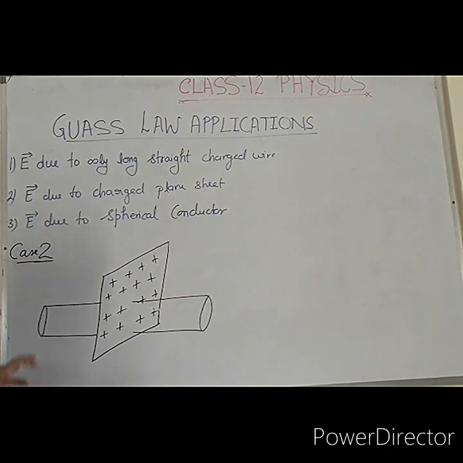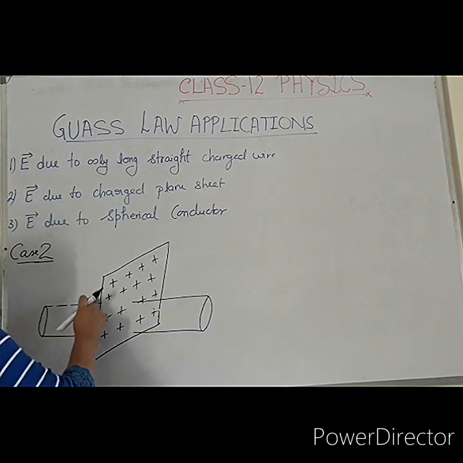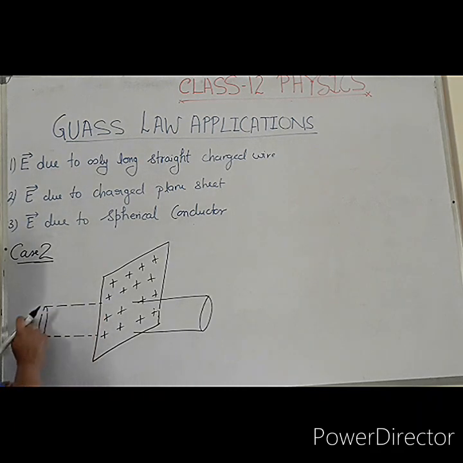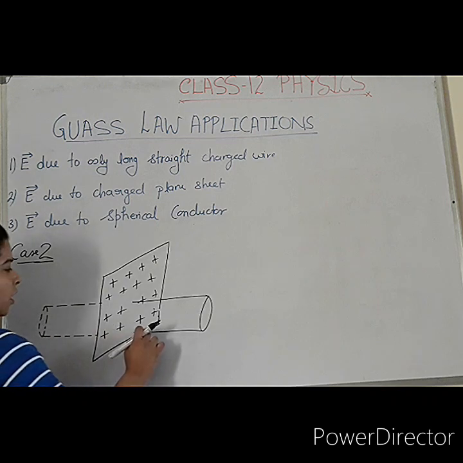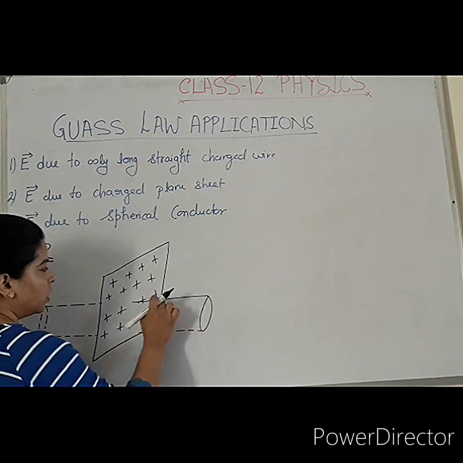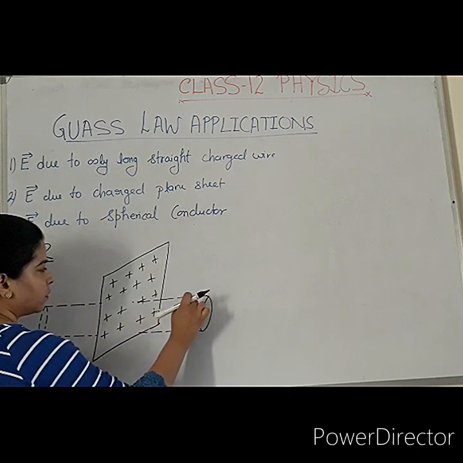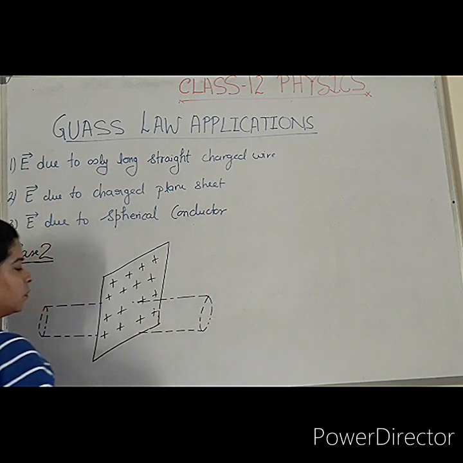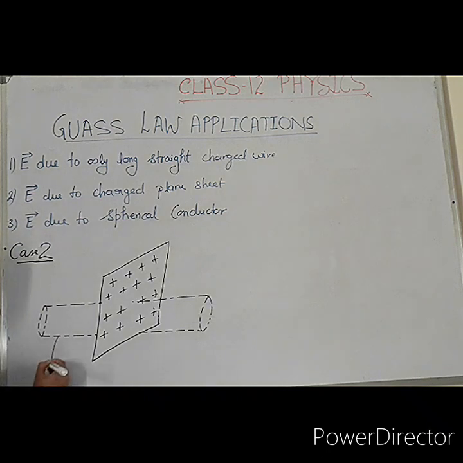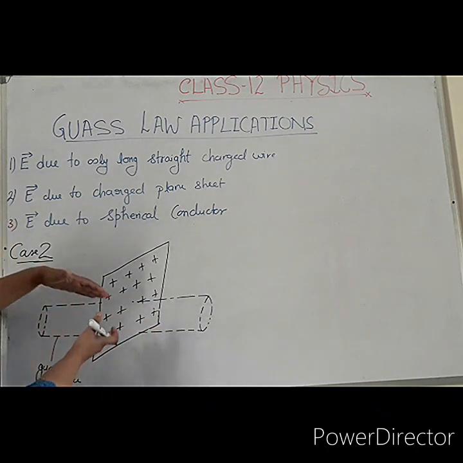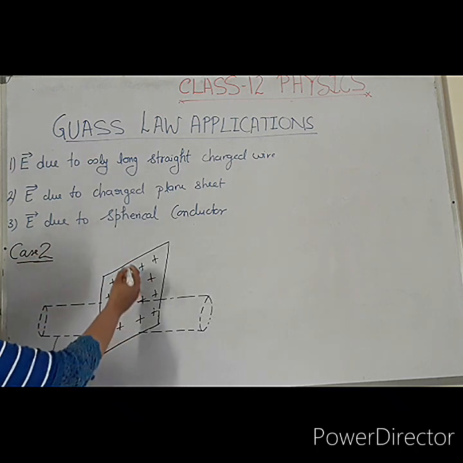I have taken a cylindrical Gaussian surface. Again, you need to draw this Gaussian surface with a dotted line. This is hypothetical, so you have to consider it with a dotted line. This is the Gaussian surface. Again I am saying the same thing: the Gaussian surface is hypothetical, so it is based on your choice. I have taken the surface which is cylindrical in shape, and that surface can be extended up to the limit of this plane sheet. This is a plane sheet.